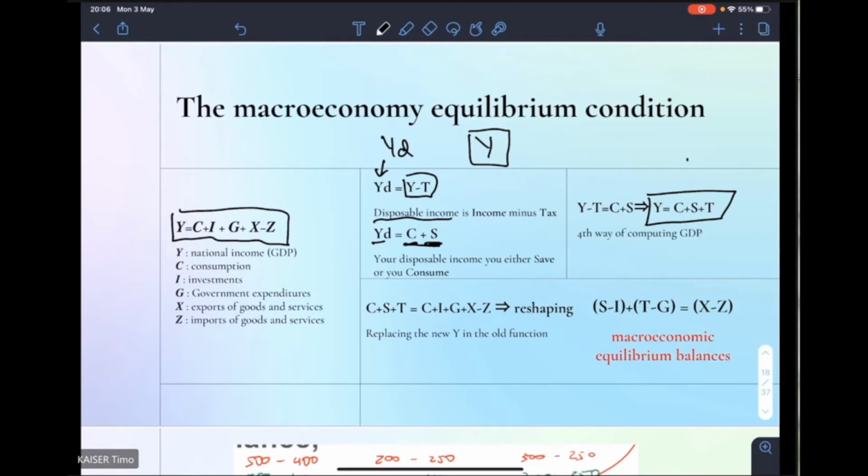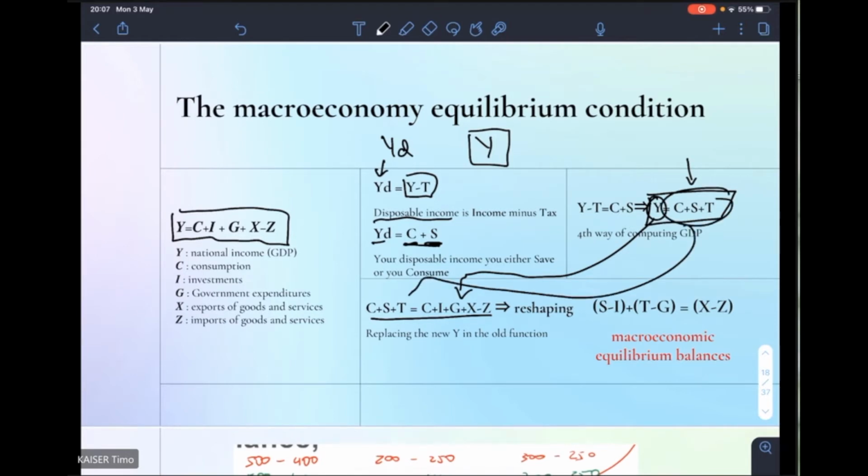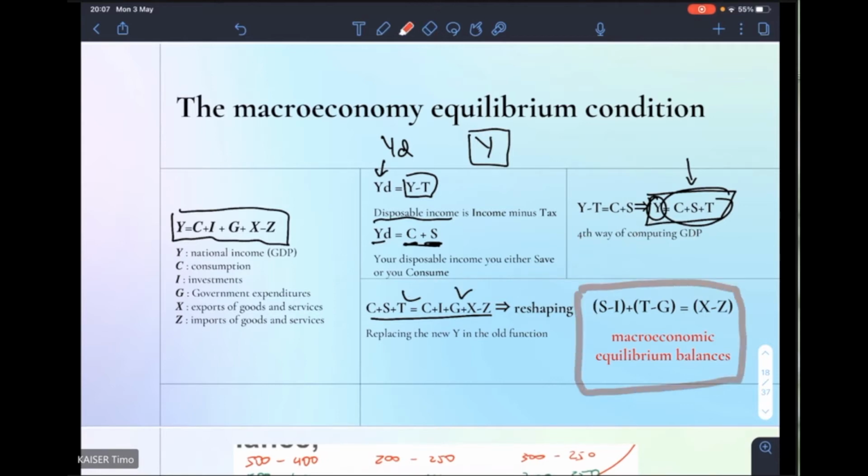Also a new way to calculate GDP. And also something that we can do now with this new way to calculate GDP, which is plug this one, the Y would be this one, and then we have this, which would be here. We can reshape this in order to get the macroeconomic balances, which would be this one. Very important. These are the macroeconomic balances.